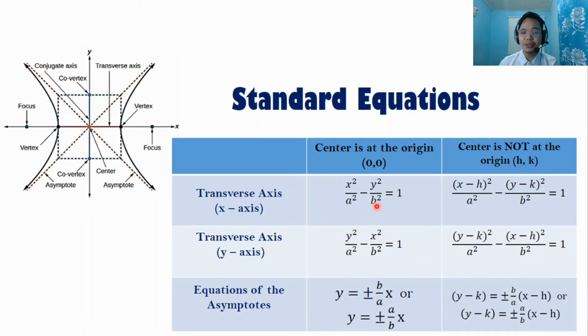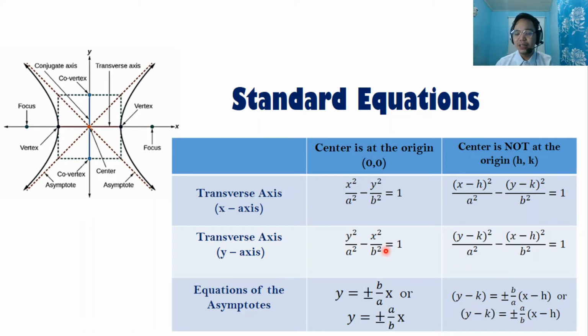Kung ano yung positive term sa kanilang dalawa, nandoon ang ating transverse axis. So in our first equation, dahil positive yung x, ang transverse axis natin ay x-axis. So dun sa second, dahil positive yung y, ang transverse axis natin ay y-axis. So kapag ang transverse axis ay x-axis, our hyperbola opens to the right and to the left. Kapag naman ang transverse axis natin ay y-axis, our hyperbola opens upward and downward.